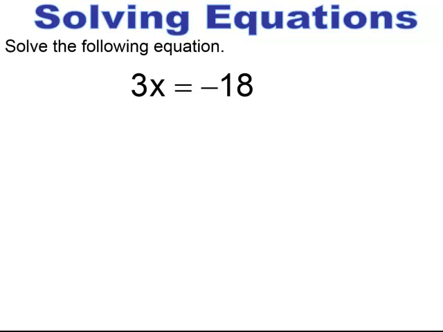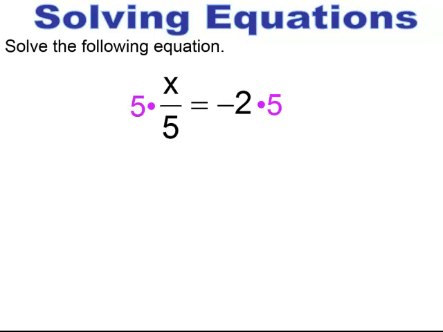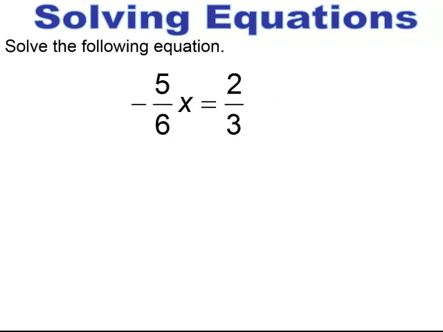Again, when a number is attached, it's multiplication. The inverse operation would be division. I end up getting x equals a negative 6. Pause and try. That bar represents division. The inverse operation is multiplication. I multiply both sides by 5. I get x equals a negative 10. Pause and try.